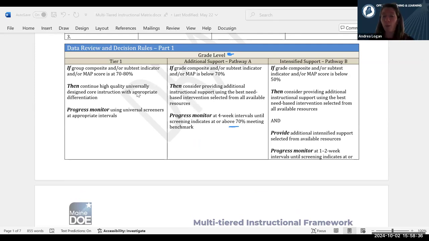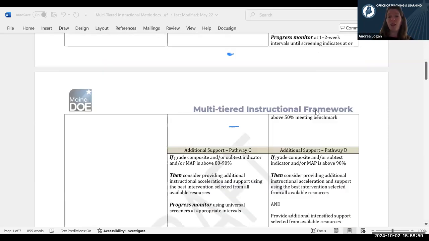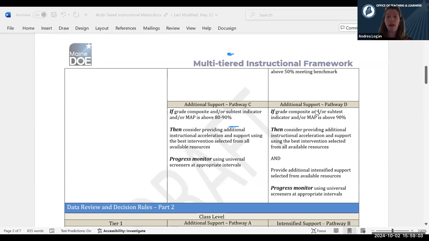For the additional support pathway, or pathway A, you have another set of if-then statements. If the grade composite and/or subtest indicator or MAP is below 70%, then consider providing additional instructional support and progress monitor at 4-week intervals until screening indicates at or above 70% meeting benchmark. And then you have pathway B, which is going to be your tier 3. Pathway C is going to be your gifted and maximized or accelerated learners, like your gifted and talented students. And pathway D is going to be your highly gifted students. So we've taken your highly talented pool and the gifted pool and broken them out into two different pathways. But you can see how the if-then statements all work the same depending on which pathway you happen to be looking at.